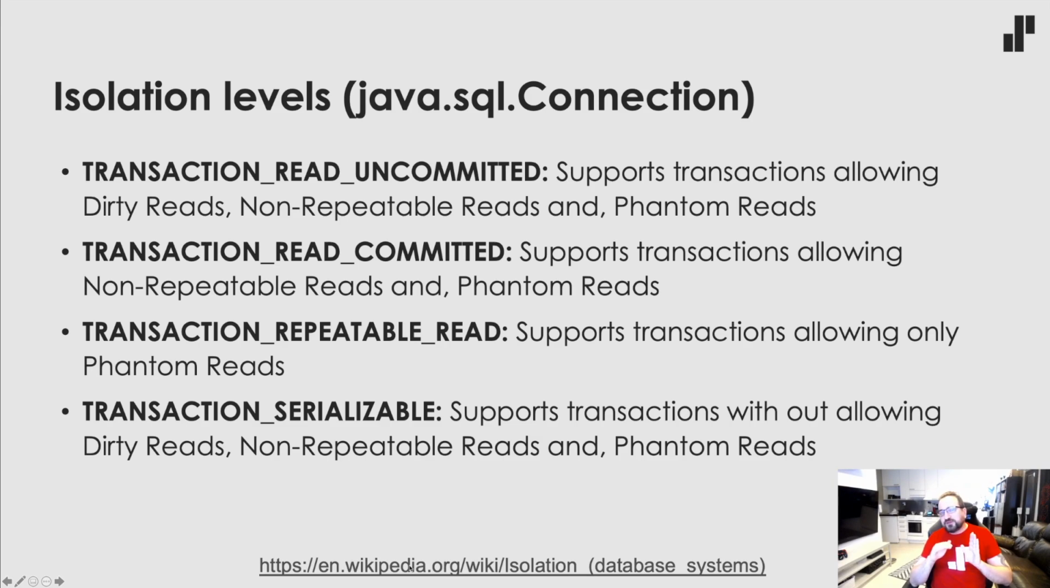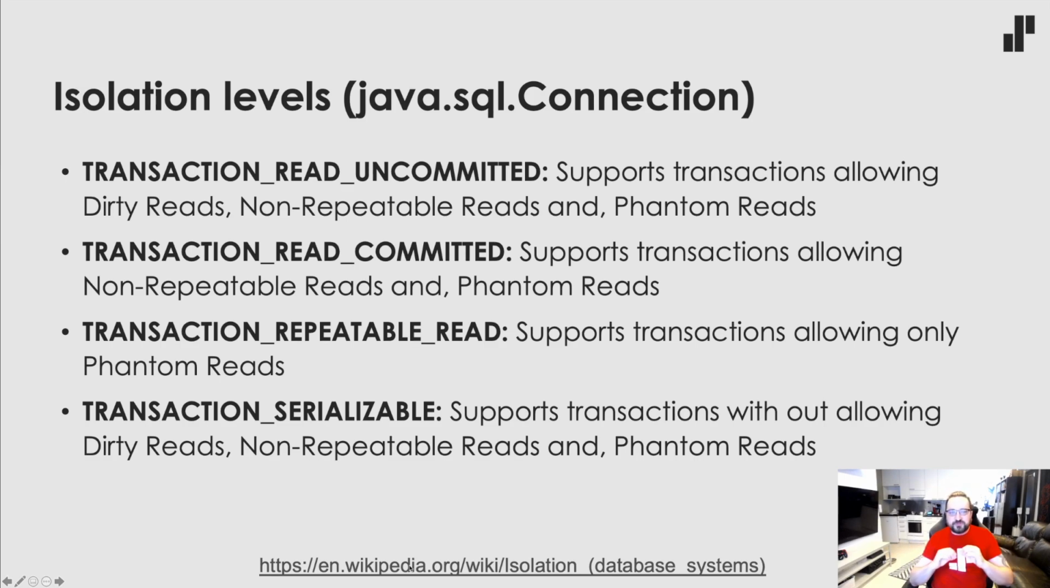But if we say transaction read uncommitted, it means that anything goes. So threads are able to access intermediate data. We can see data that's not final yet, and it might be committed or rolled back, but we can already see it. No locking going on. Very fast, very kind of weird world.